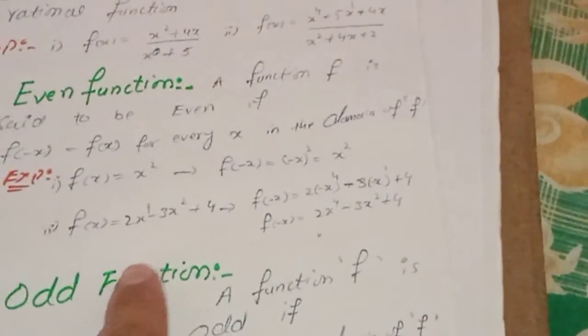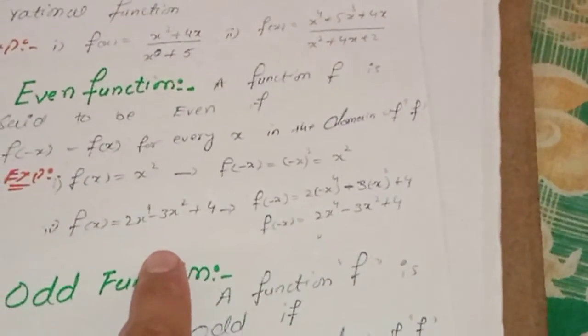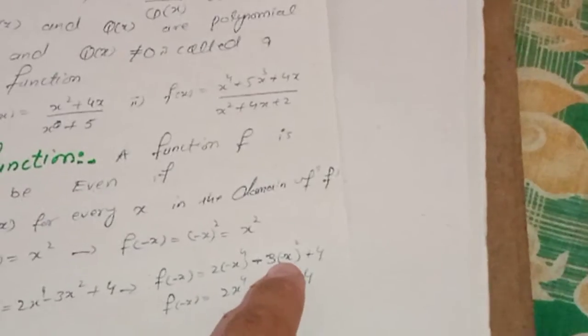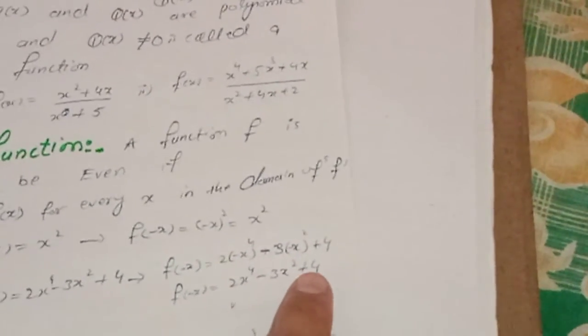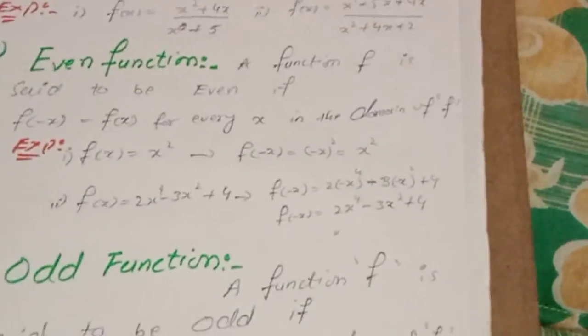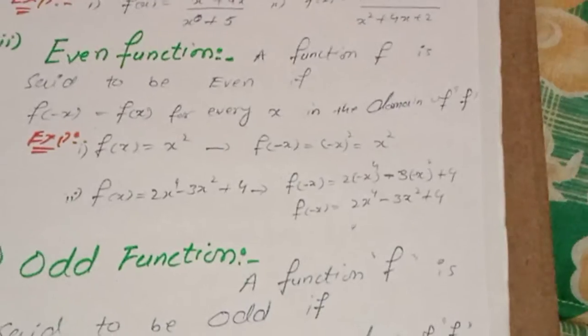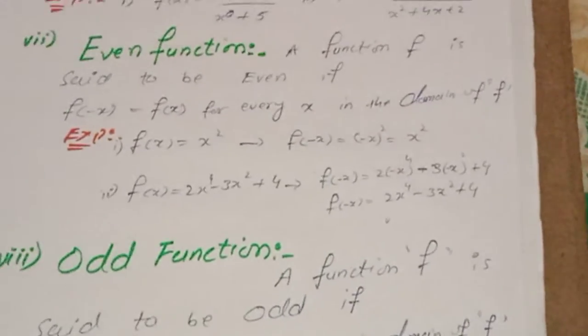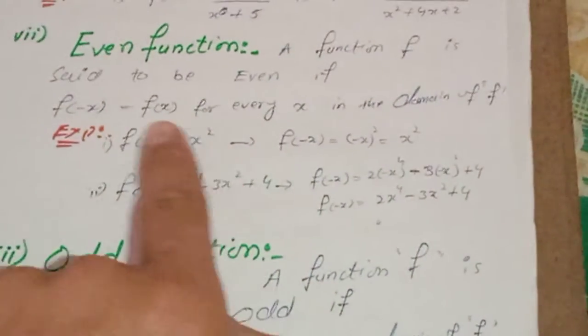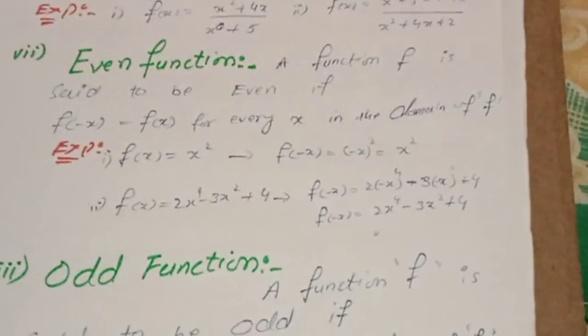Number second, if f(x) is equal to 2x power 4 minus 3x square plus 4, if we put f of minus x, so 2 into minus x power 4 minus 3 into minus x square plus 4, it is also 2x power 4 minus 3x square plus 4, it is again f of x. So all those functions in which we put in the domain minus x, it gives us f of x. So f of minus x equal to f of x is our even function.